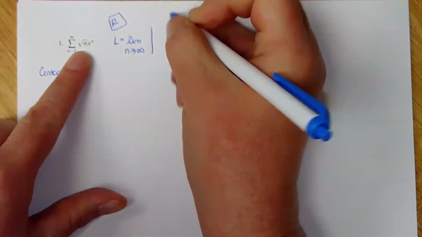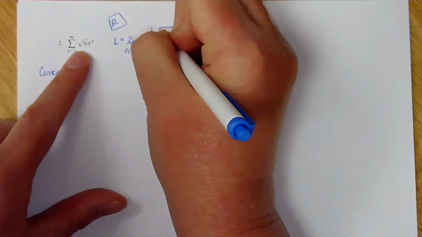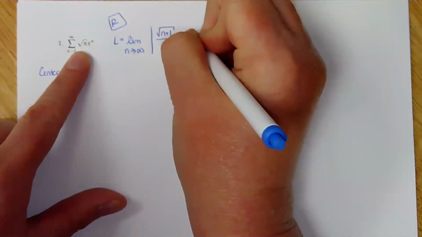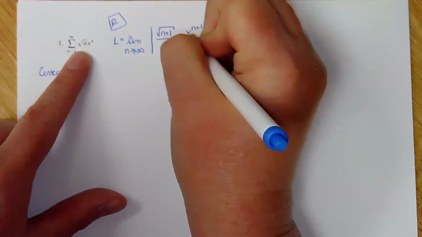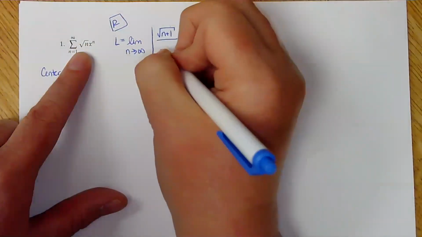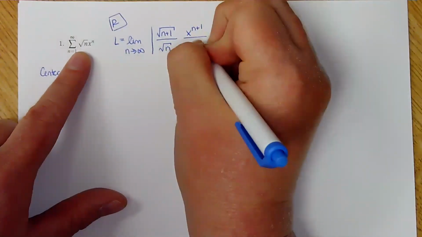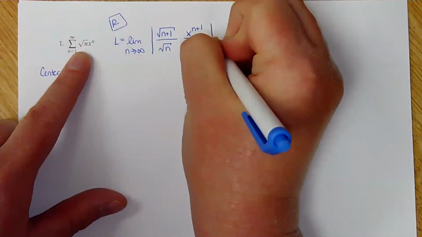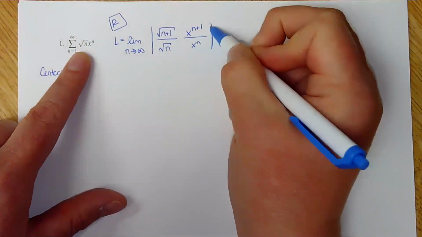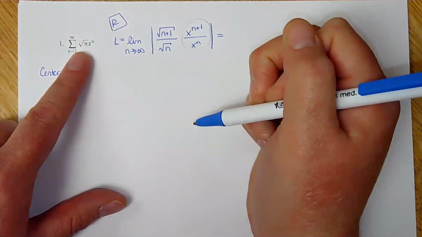So I'll start with this root n. So I get root n plus 1 for that n plus 1 term, and I get x to the n plus 1. And I'll divide that by the nth term, so I get a root n here and an x to the n here. Okay, so this will simplify down to just be x.